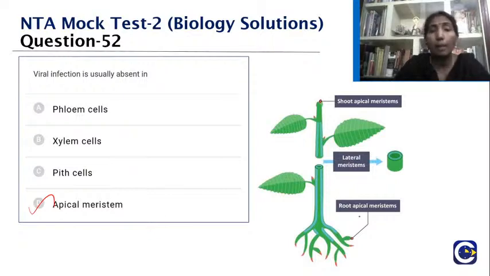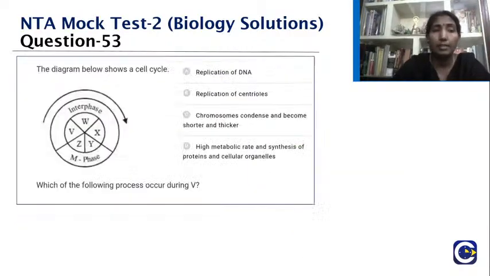You can see the apical meristem in the root or the shoot. This is the lateral meristem, concerned with increase in girth, whereas the apical is concerned with increase in the length of growth. Both root and shoot apical meristems are free of viral infection compared to the other areas. So that is why it is the choice we take for tissue culture methods. Yes, apical meristem.